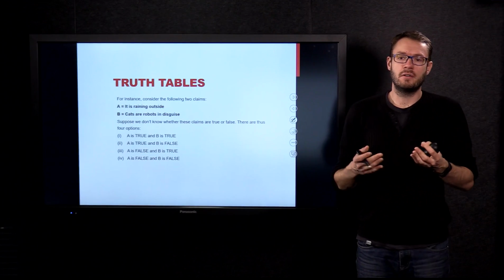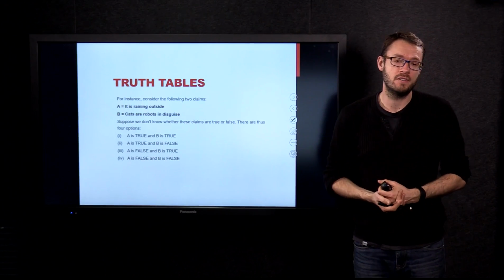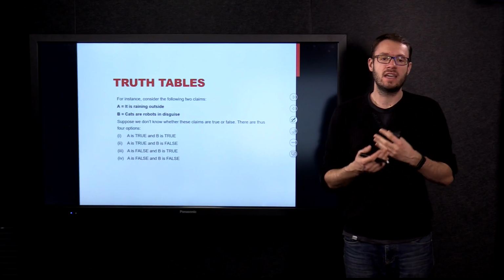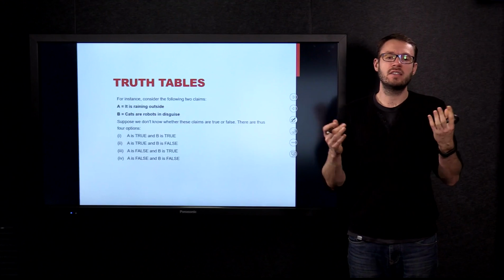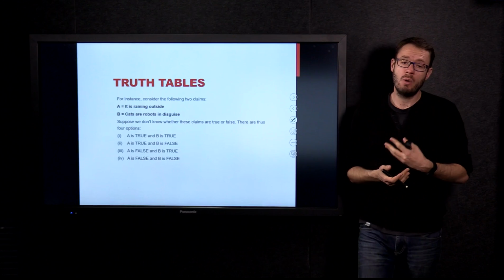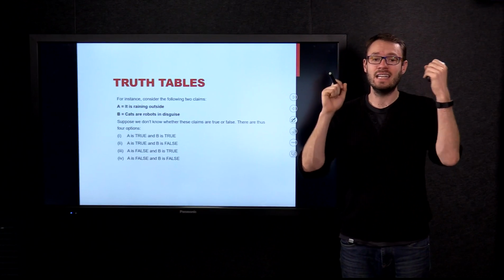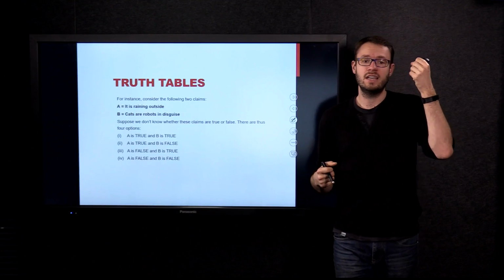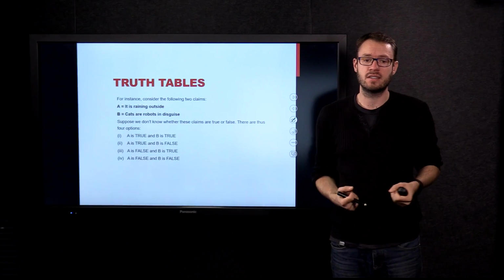Okay, so just to give you a concrete example of what I just said, suppose that A is it is raining outside and B is cats are robots in disguise, and now consider what are the possible ways that the world can be with respect to these 2 propositions. Well, first of all, it could be the case that it is raining outside and cats are robots in disguise. Second, it could be that it's raining outside but cats are not robots in disguise.